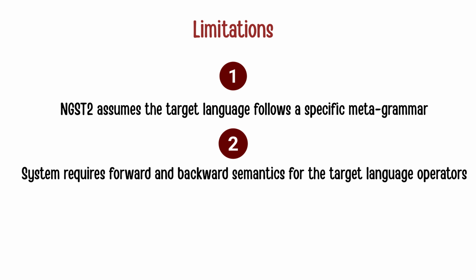The second limitation is that the system requires forward and backward semantics for the target language operators. These semantics also need to be representable in a form that the reasoning engine can use. However, the authors point out that these semantics do not have to be perfectly precise. Even reasonable over-approximations are sufficient for the pruning mechanism to work effectively.